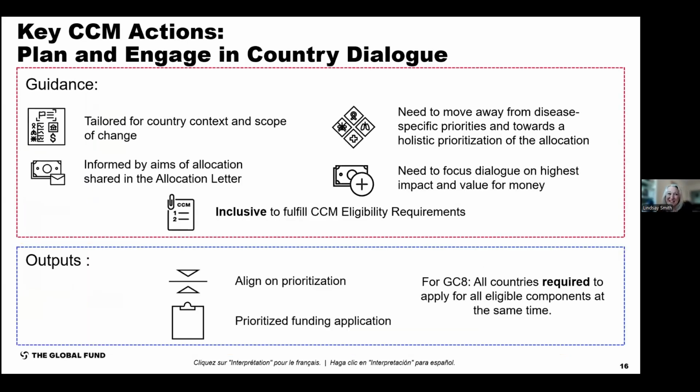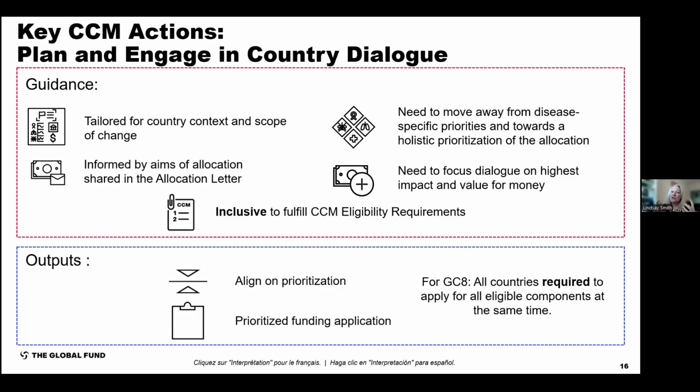Another area that the CCM needs to be engaging in on the strategic level is that country dialogue, which is a key important step in the development of the funding application and also through grant making and implementation. The country dialogue that happens at the stage of the funding request development really should consider the inputs from the allocation letter in the aims of the allocation section, as well as the opportunity to optimize what has worked well or didn't work well in the previous grant cycle.